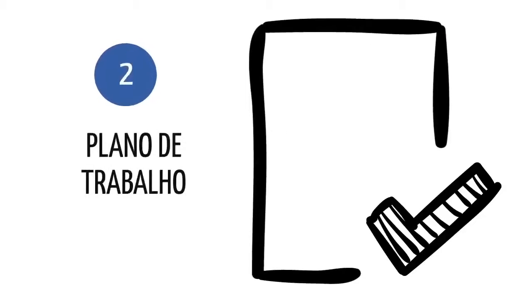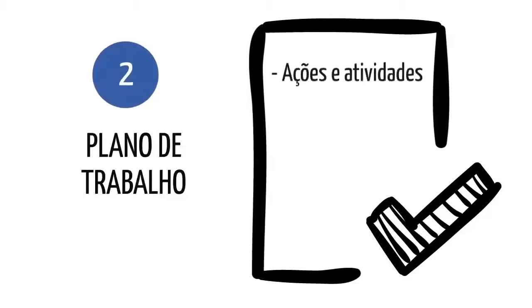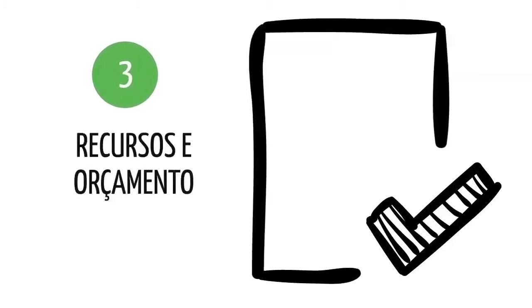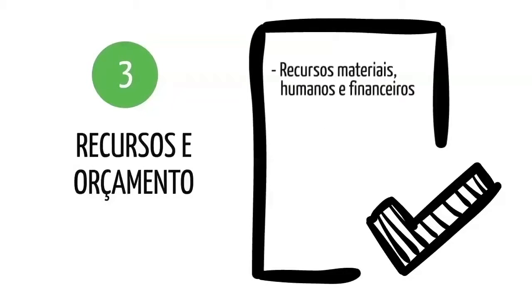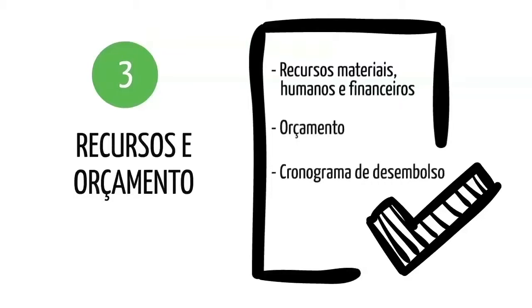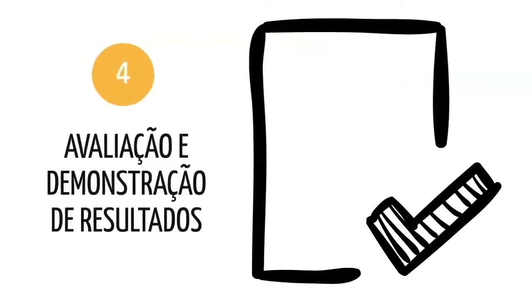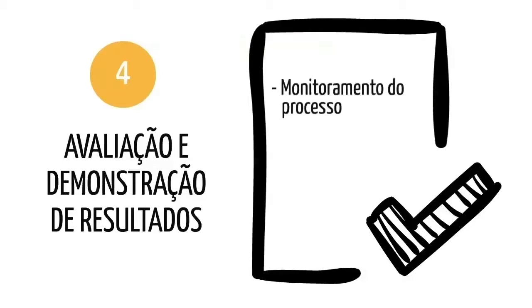Two, work plan, actions and activities, methodology, project schedule. Three, resources and budget, material, financing and human resources, budget, financial expenses chart. Four, evaluation and outcome reports, monitoring the process, metrics.